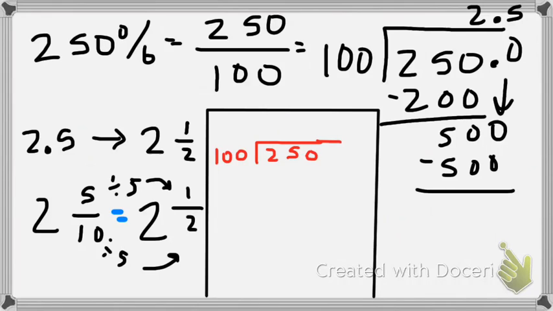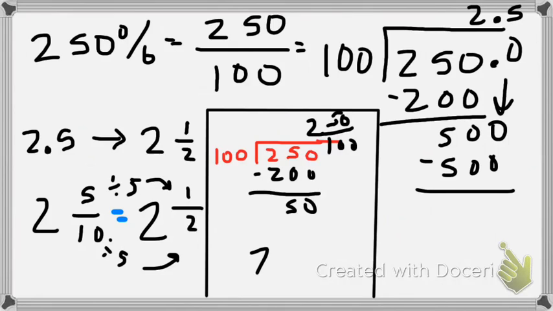If I wanted to change it to a fraction by doing division, I could have done it like I did the last one for 170. 100 into 250 goes 2. 50 is remaining, so I would put 50 over 100, and when I reduce that, I'm still going to get 2.5.